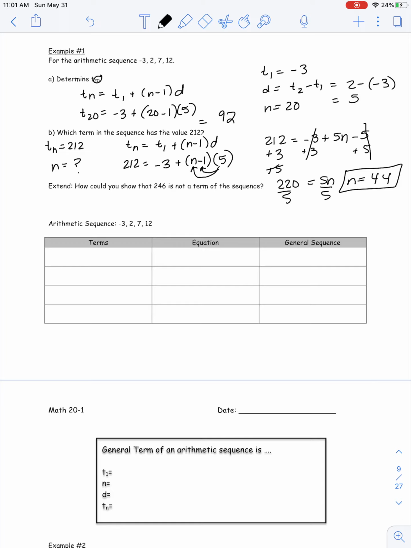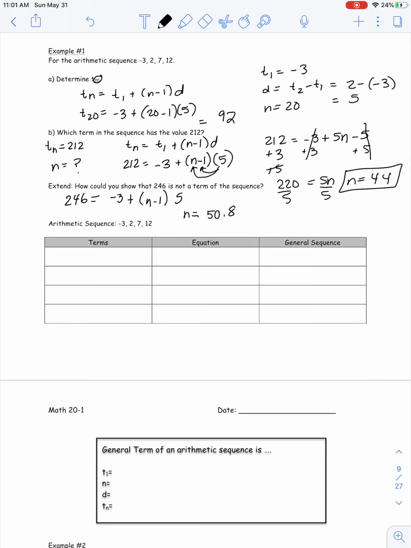Now 246 is not a term, because if I look at solving for my n value, if I put 246 into my Tn with T1 as -3 and n being solved for, you're going to find that the n value is approximately 50.8. Well, it'll be exactly 50.8.